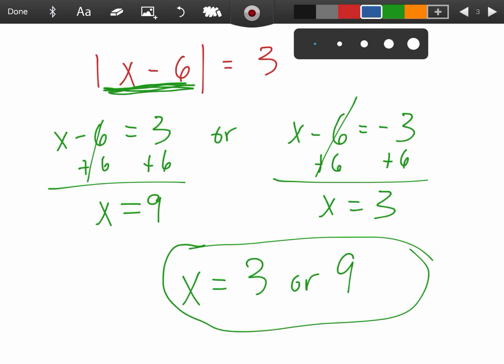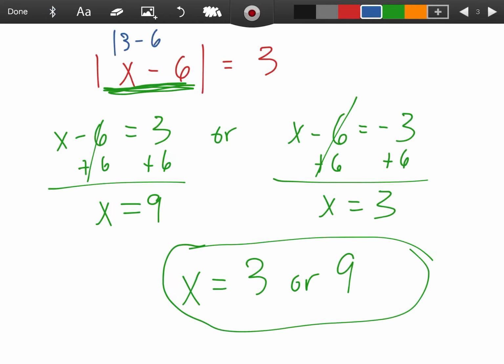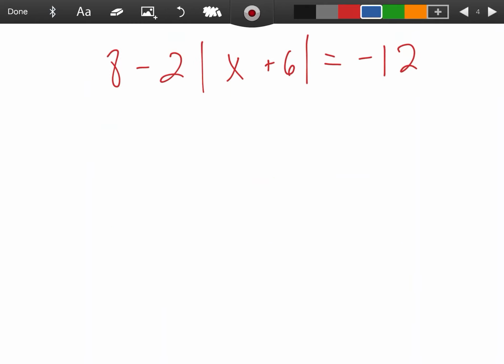If we plugged it back in, let's see what happens. If I plug in 3, the absolute value of 3 minus 6 is the absolute value of negative 3, which is 3, so that works. And if I plug in 9, well, 9 minus 6 is 3, and the absolute value of 3 is also 3. So we did this right. We can always check our answers with this. Perfect. Let's do one last example.